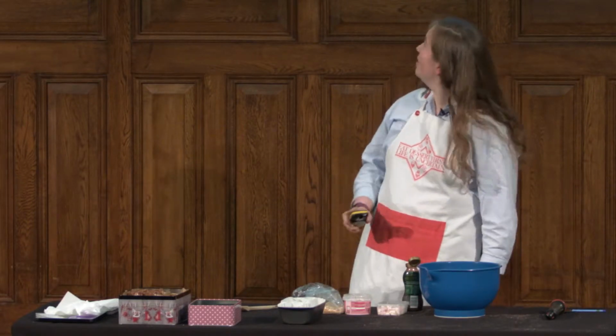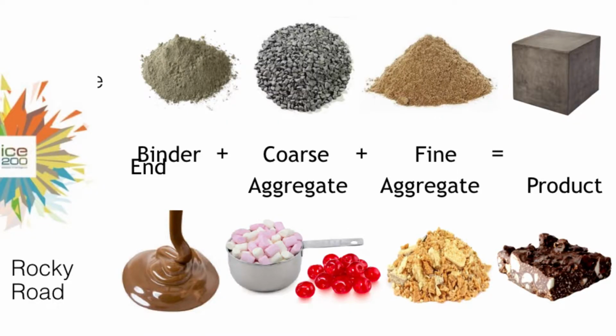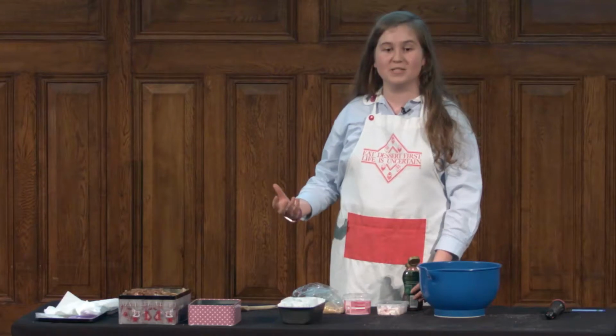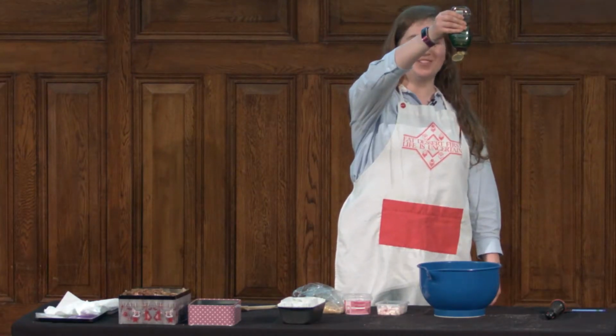Well, that did not change slide. It turns out that concrete and Rocky Road are two similar substances. They're both composite materials, which means that they're made up of smaller pieces of other materials held together by a sticky liquid or binder, and this sets and hardens over time. In terms of concrete, this binder is cement, and it's a powder that we mix with water. In terms of Rocky Road, it's melted chocolate.